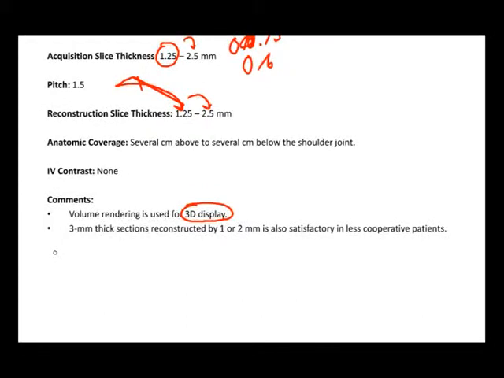Also, 3 millimeter thick sections reconstructed by 1 or 2 millimeters is also satisfactory for less cooperative patients. And so what we're talking about here is that if you have to acquire 2 millimeters, you can even go up to 3 if you have to, just simply to get the patient scanned if they're less cooperative. And we all have had those patients where you just really can't do anything about them.